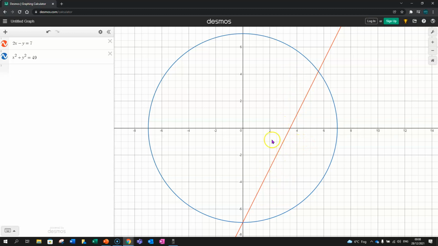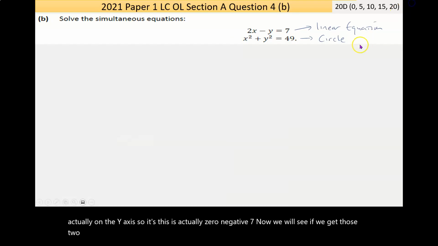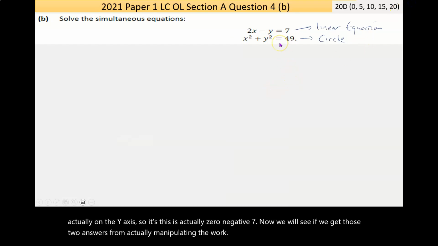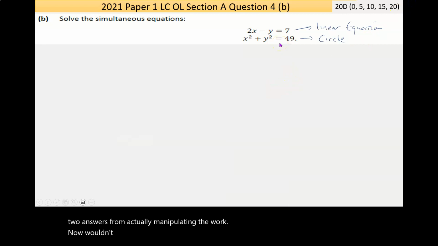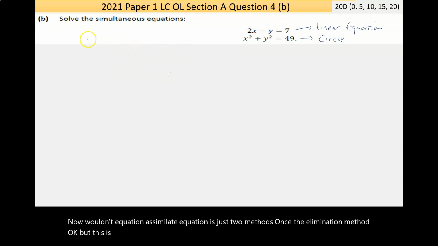So this is a chord, and we can see there is roughly, this is 4, 5, 6, so it's 5.5 on the x, a little bit over 4 on the y, and down here, it's actually on the y-axis, so this is 0, negative 7. Now, we will see if we get those two answers from actually manipulating the work. With simultaneous equations, there's just two methods. One's the elimination method, but the substitution method is what would work here. This is a skill that you kind of have to know.